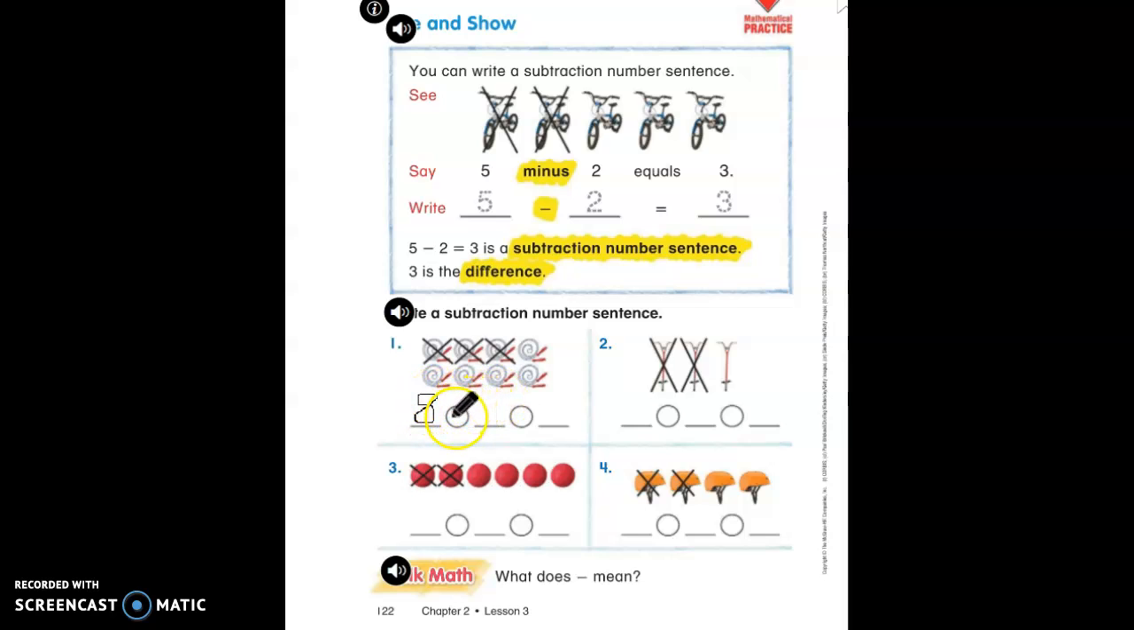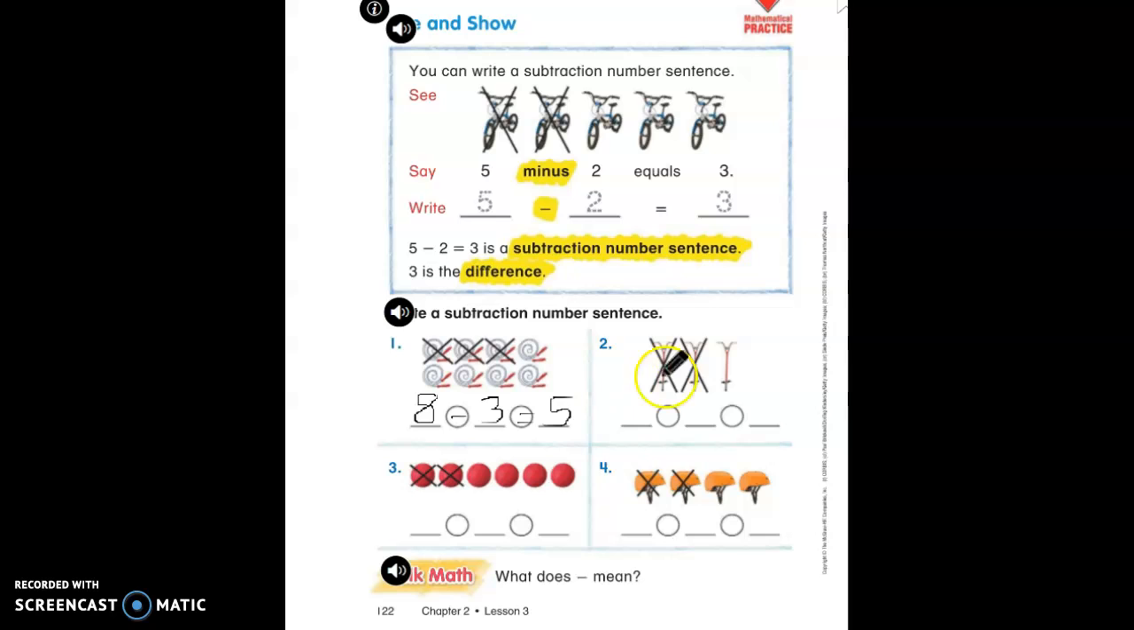And then we're going to say minus. In this little circle, we're going to put the minus sign. We're going to take 3 away, and then we're going to find out the difference, how many we have left. 1, 2, 3, 4, 5. So we're going to say equals. Right here is your equal sign. And this now is a number sentence: 8 take away 3 equals 5.